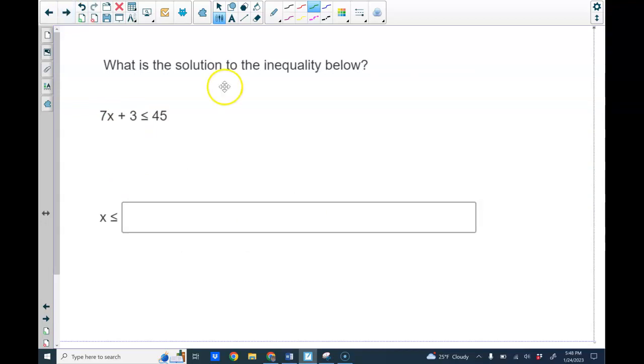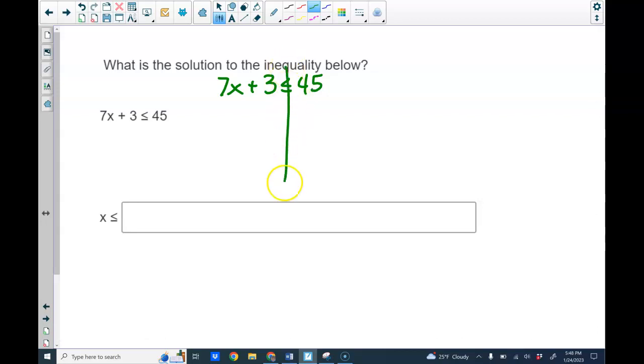So like I said last time, this is pretty much as hard as it gets, where we have to do 2 steps to solve. I'll rewrite it so I have some room. So 7x plus 3 is less than or equal to 45. I'll draw my line down the sign. So it says plus 3, so I'm going to do the opposite and subtract 3. Still left with 7x on the left side there. 45 minus 3 is 42. So 7x is less than or equal to 42.